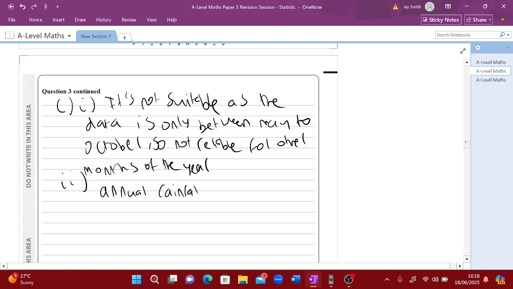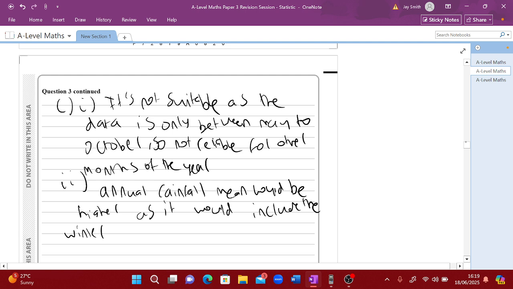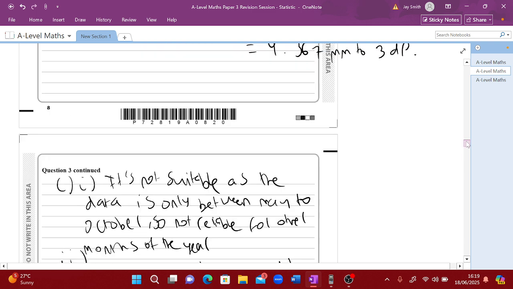rainfall mean, so the mean amount of rainfall in the year, would be higher than the mean we calculated, as it would include the winter months or the colder months, which has more rain. Okay, and there we are. Cool.